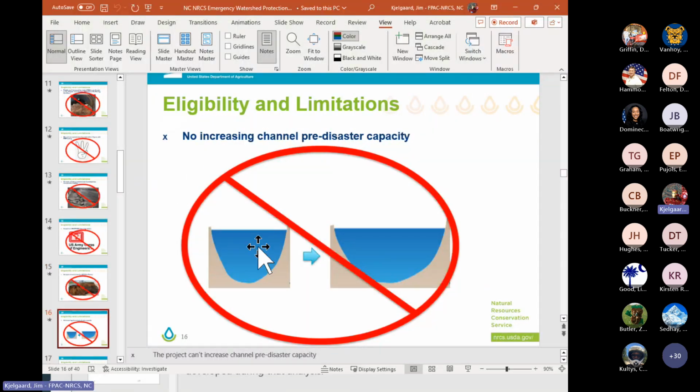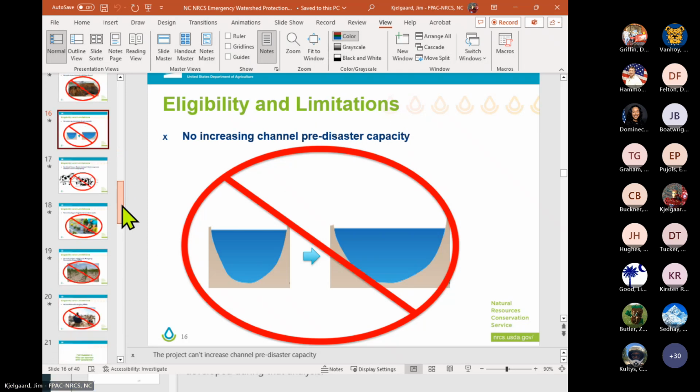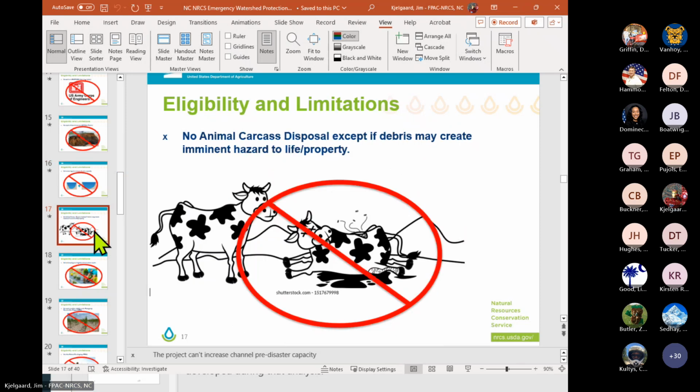If we do debris or sediment removal from a channel, we should not be increasing the channel capacity past its pre-disaster capacity. Let's see, this may come up. There's no animal carcass disposal, but there can be situations. We're apparently seeing this on the ground in North Carolina, where these may actually cause imminent hazard. So again, typically our state partners and emergency management will handle this.